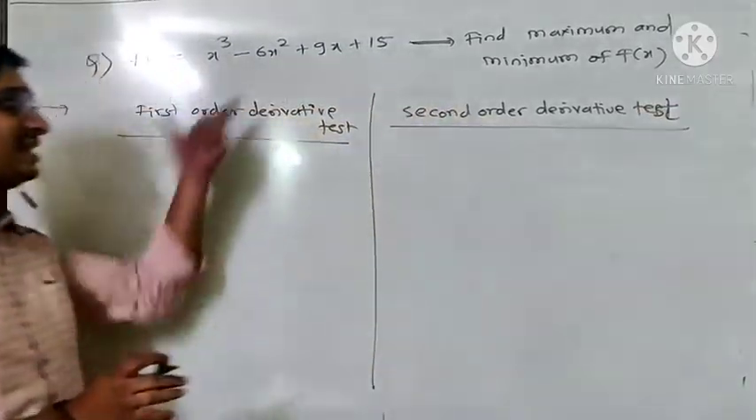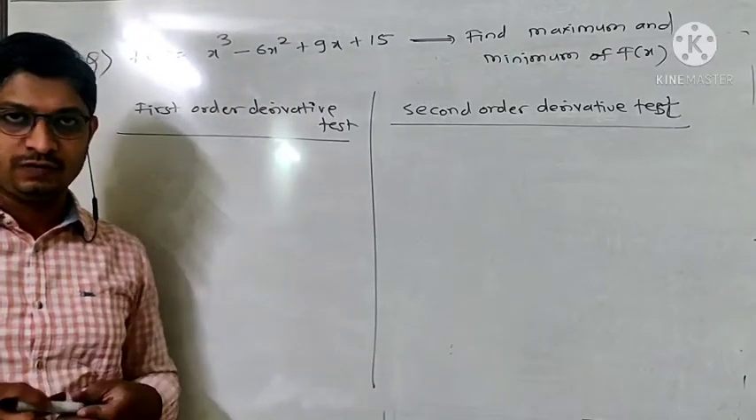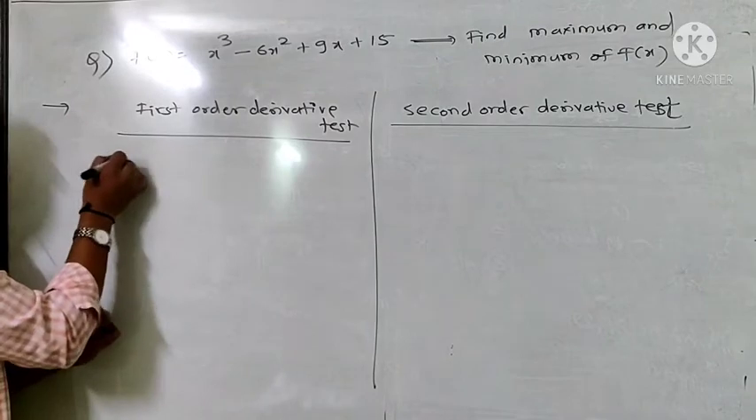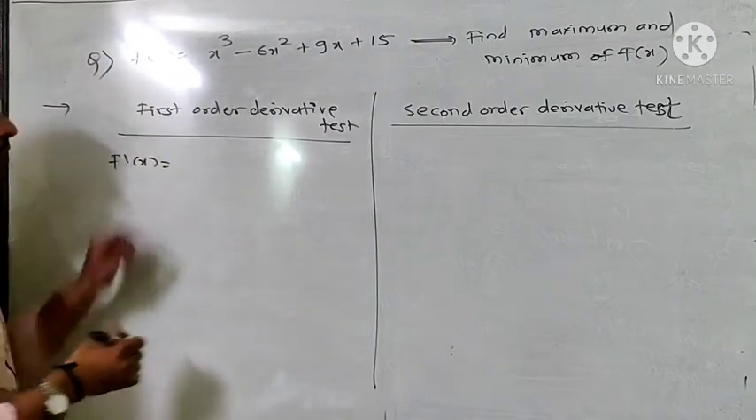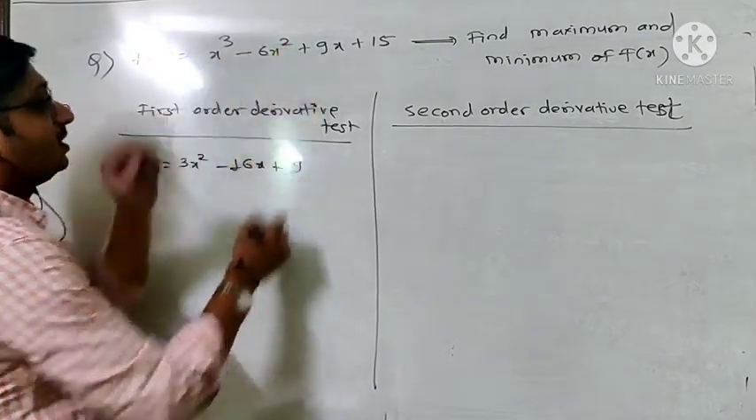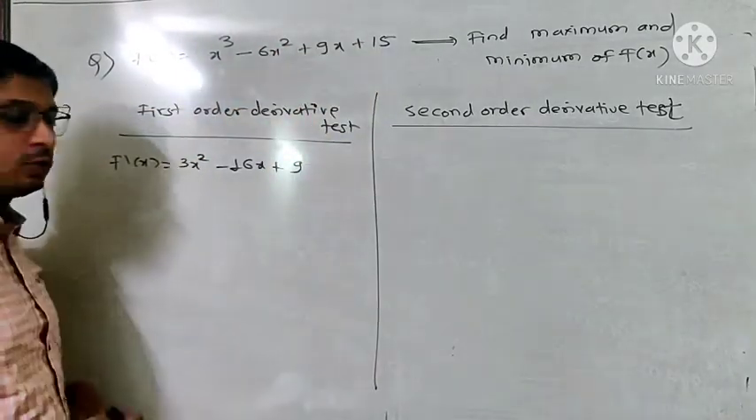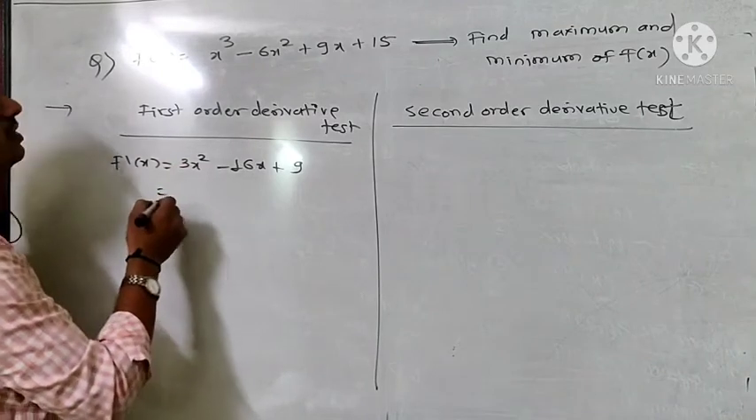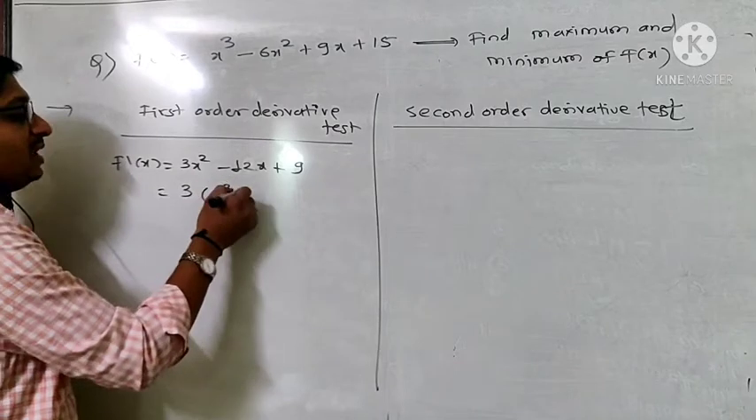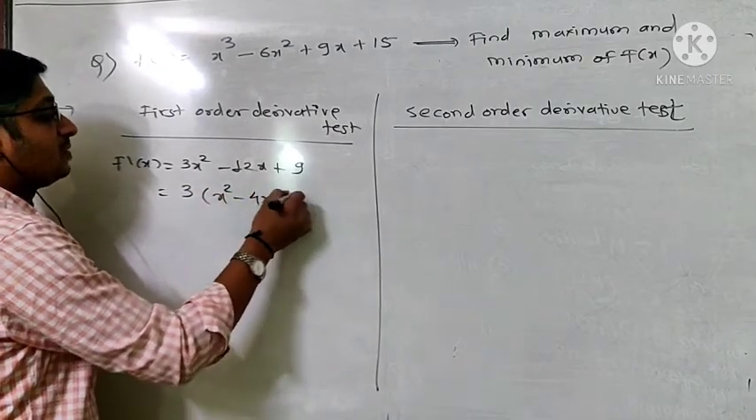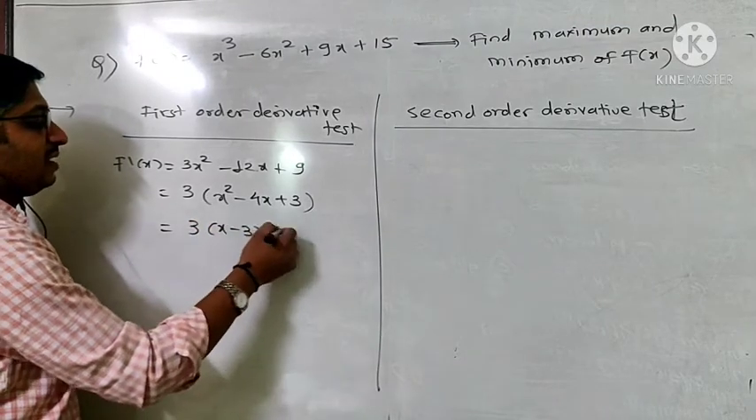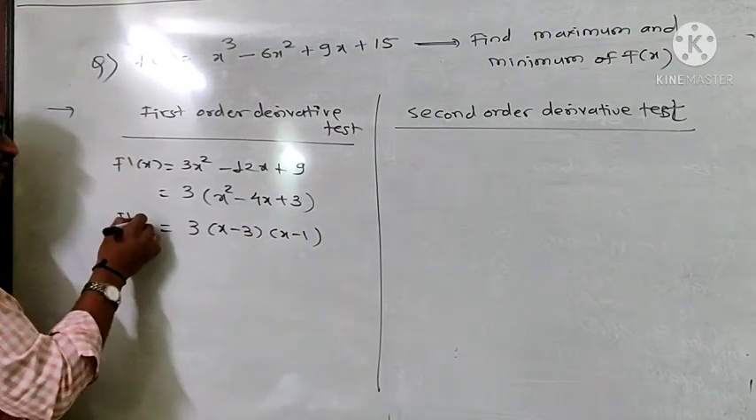So let's see the same example from the point of view of both tests. What did they tell us in the first order derivative test? From the function, first find the first order derivative. So this will be 3x squared minus 12x plus 9, and the derivative of a constant is equal to 0. After simplification, taking 3 common, it gives me x squared minus 4x plus 3. After factorizing, it will be 3 times x minus 3 times x minus 1, that is f dash of x.